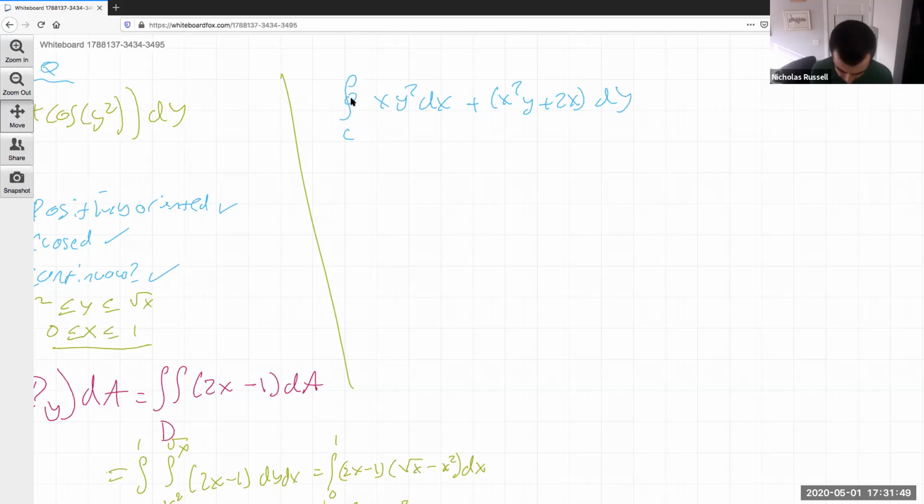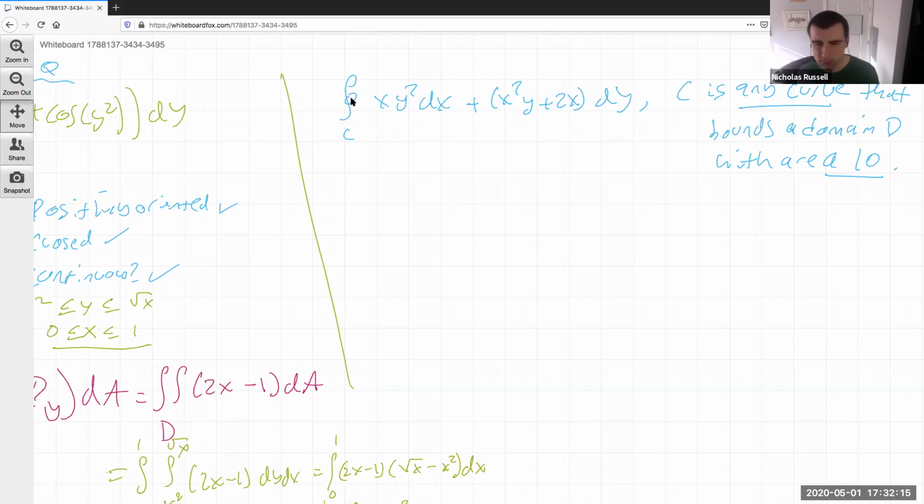So what this tells me, which is interesting, is that this curve C is any curve that bounds a domain D with area 10. Kind of a weird question, right? It's kind of weird. But let's think this through.